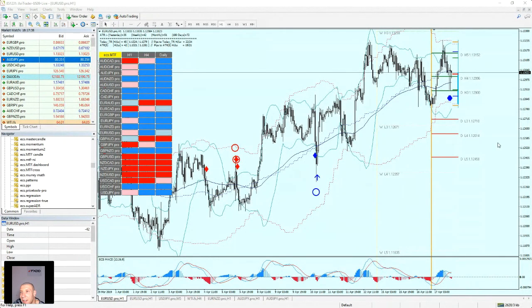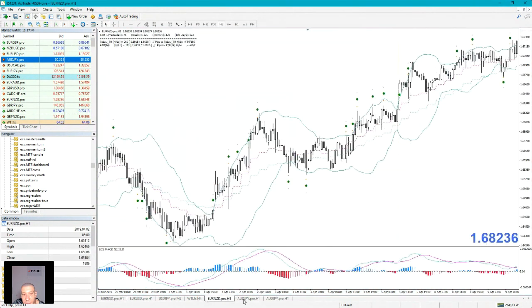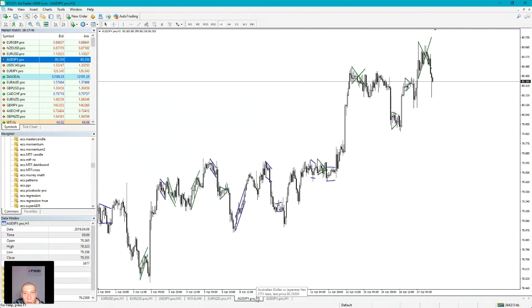Other than that, guys, I can just tell you, this is the primary logic how you should trade. 3 time frames. First time frame is trend time frame. Second time frame is momentum time frame. Third time frame, the lowest time frame, is entry time frame.